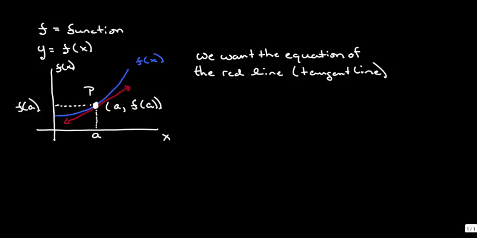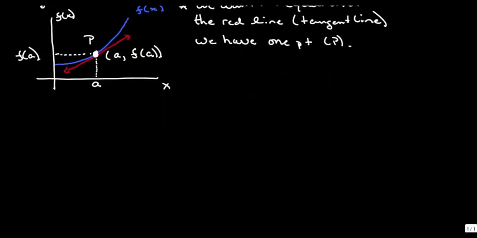So here's what we have right now. We want the equation of the tangent line. We have one point, which in this case is P. But therein lies the problem. We only have one single point. So how do we come up with a tangent line with just one point? Here's the trick. And this is what we're going to do for the first part of the semester.